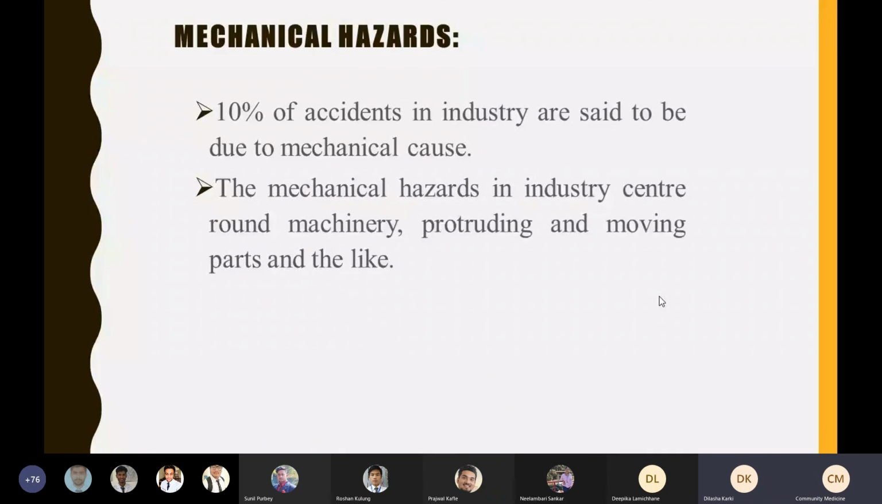Now next is the mechanical hazards. About 10% of the accidents in industry are said to be due to mechanical causes. As I told you before, there are so many types of machines, especially in the context of developing countries like Nepal. The machines are not renovated, isn't it? So the machine can protrude, or the parts might be damaged, or production can be difficult, and all of that can lead to mechanical hazards.